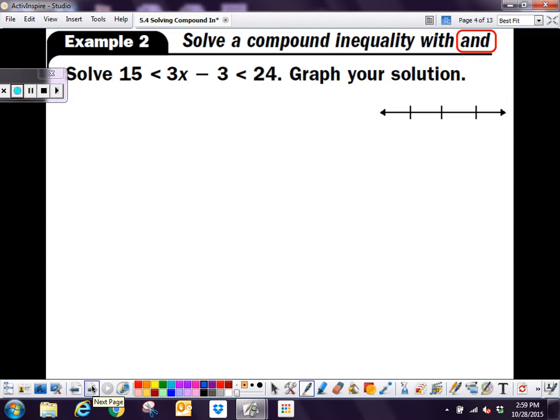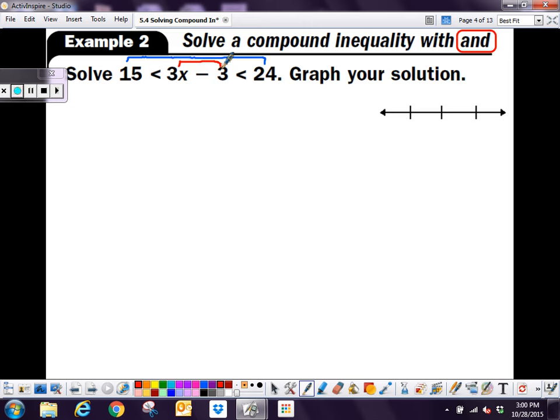Okay. All right, so this is solving a compound inequality with "and." So notice that this is all written as one big compound inequality, and it's sharing the stuff in the middle, the 3x minus 3. That's part of both inequalities. So if you wanted to, you could break this into 2. I'm going to show you what I mean, but I don't want you to solve it this way. I just want to show you that this could be broken into 2.